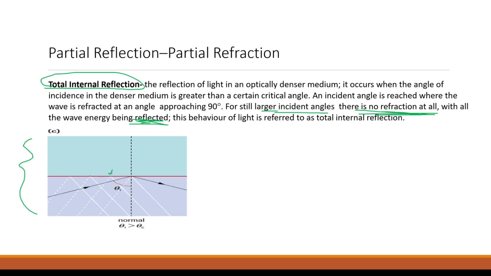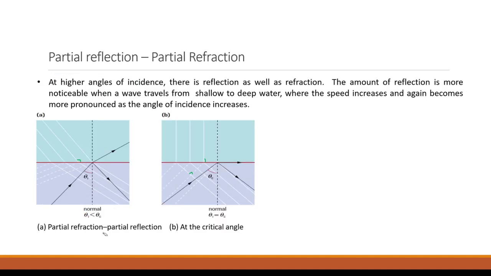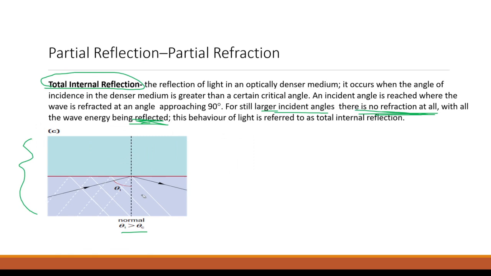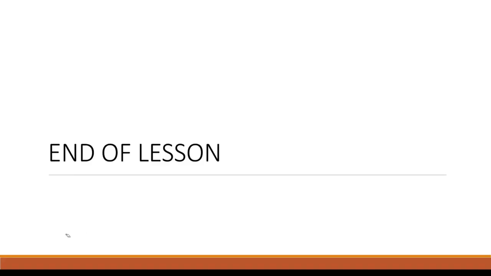Nothing is refracted because of the incidence angle being greater than the critical angle. So remember those three cases involving this critical angle. You have partial refraction, partial reflection. At the critical angle, you have this nice strongly defined both. And when you exceed it, you get total internal reflection. And that's the end of the lesson for today.